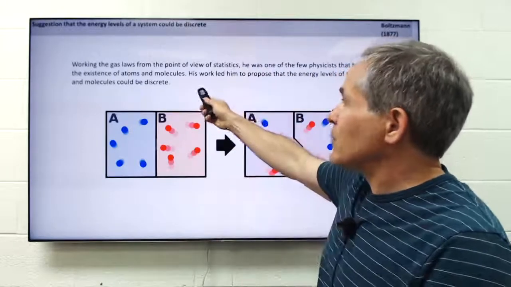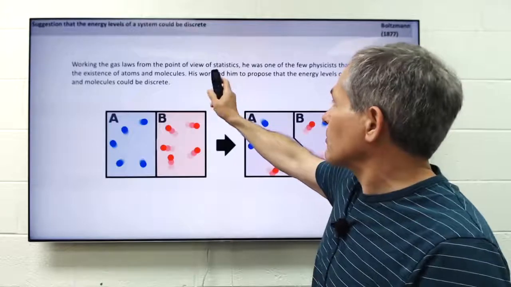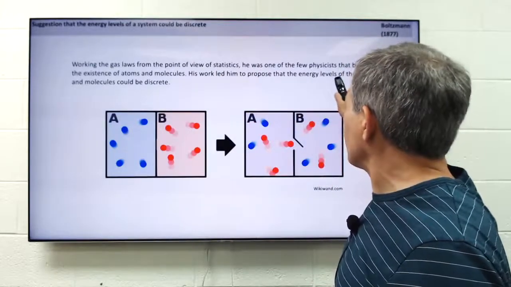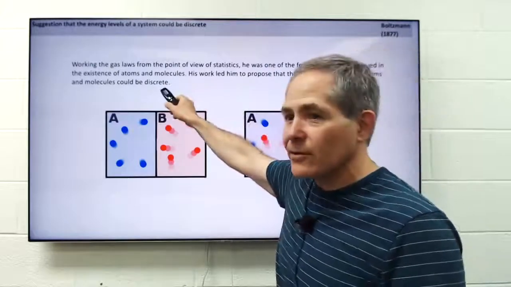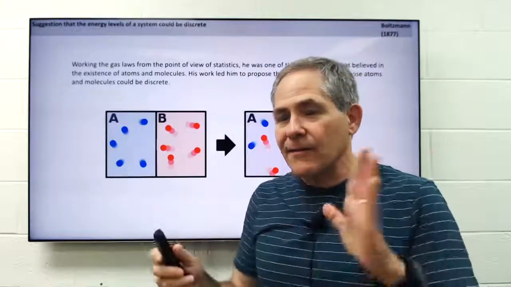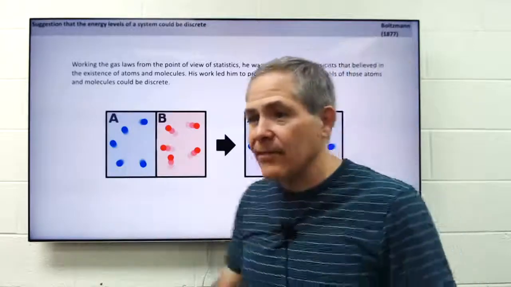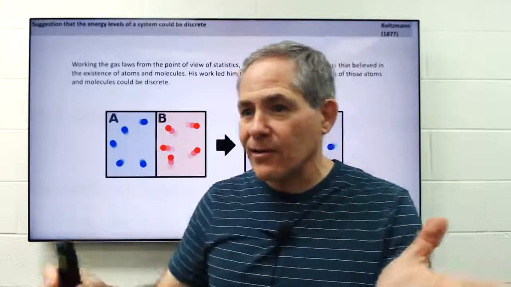He was one of the few physicists that believed in the existence of atoms and molecules, and he proposed that the energy levels of those atoms and molecules could be discrete. This is the first time we see this proposal, in 1877, of discrete energy levels.